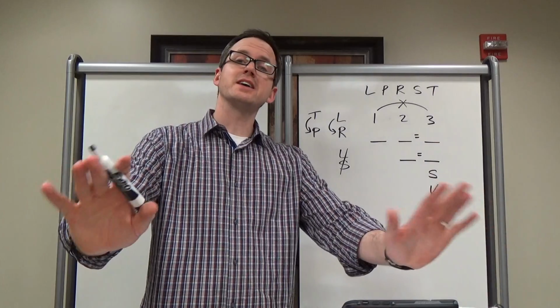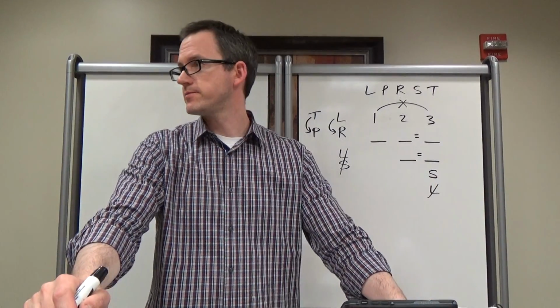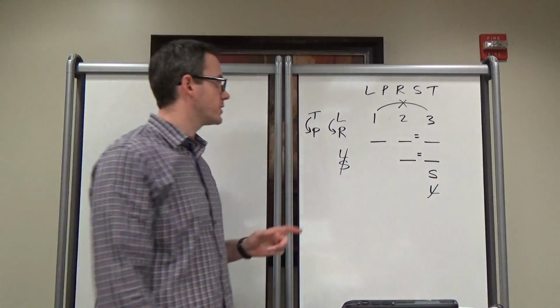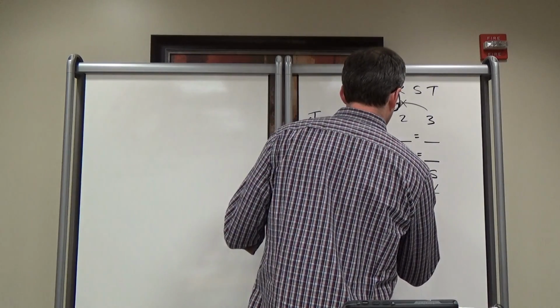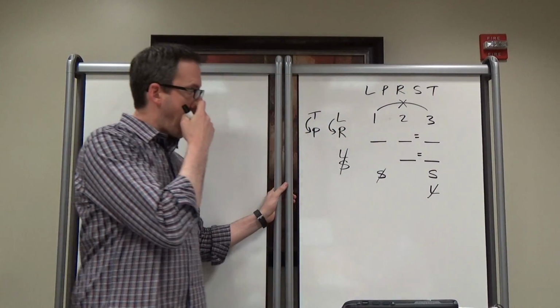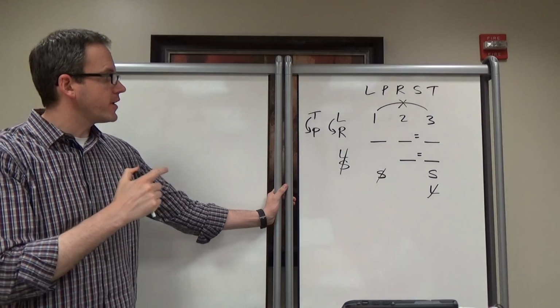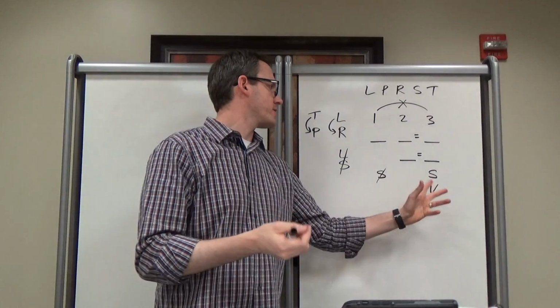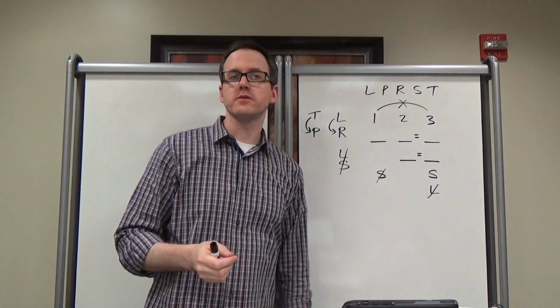L, 1 and 3 cannot share anything in common. So no S in 1. No S in 1. Excellent. Okay. If you have L, then you have R, but if you don't have L, we have no idea. So R can certainly go in 3, right?